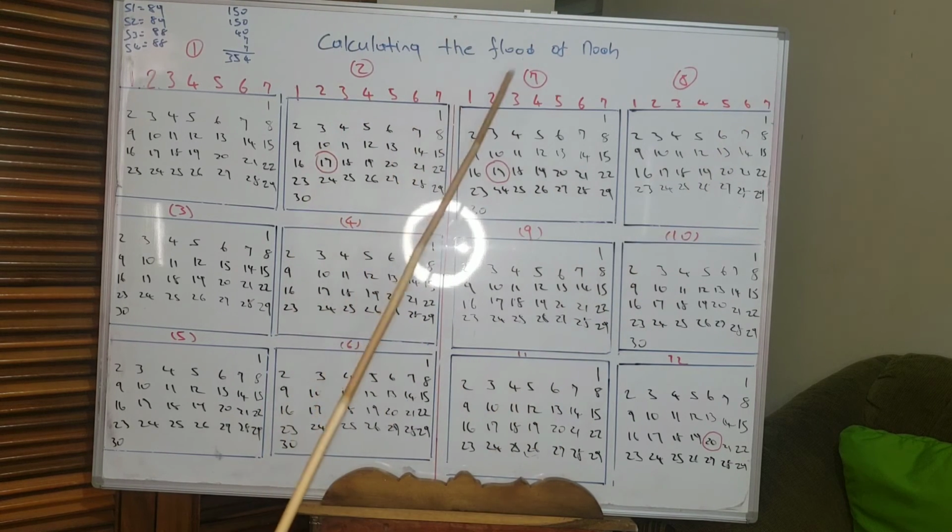It says after 150 days, the waters were abated. Now, let's count again. Another 150 days. 1, 2, 3, up to 13.